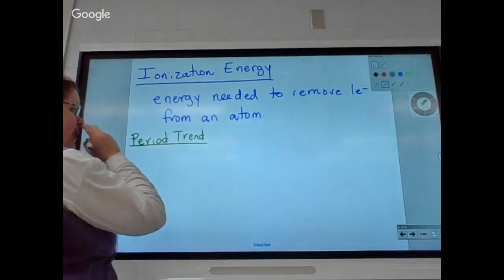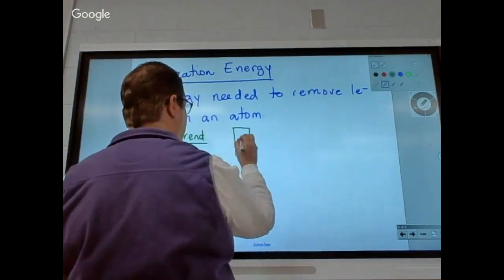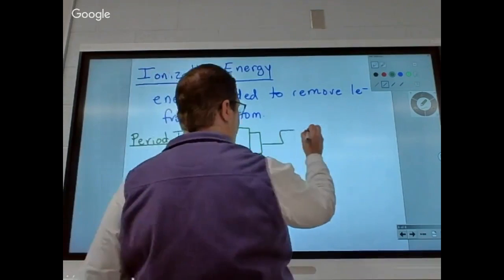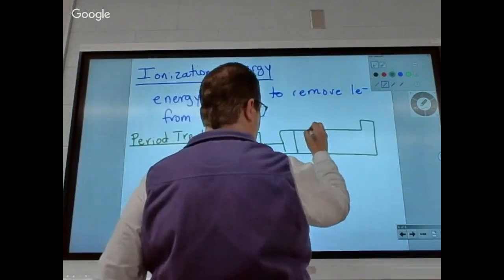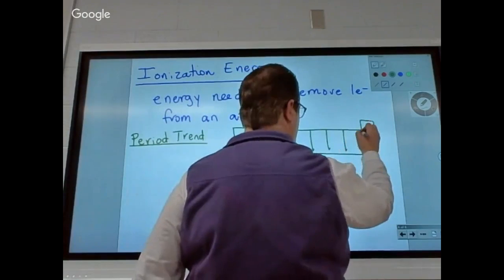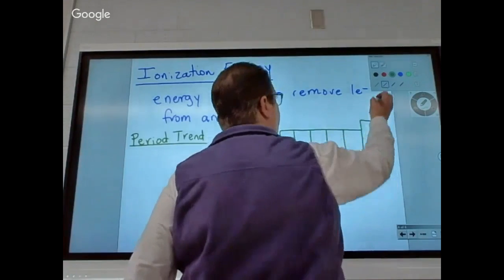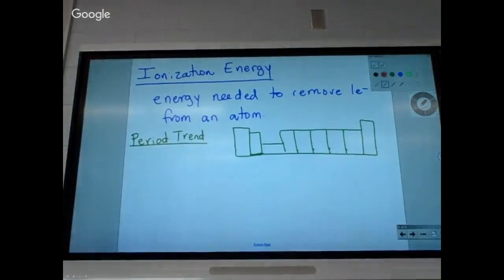All right. So for the period trend, I'm going to draw a scaled down version of the table, because we only need one little number written in to explain the trend.